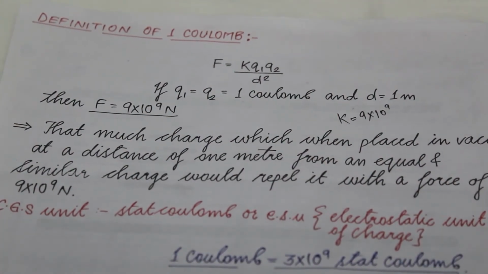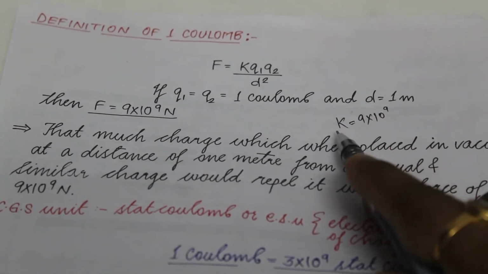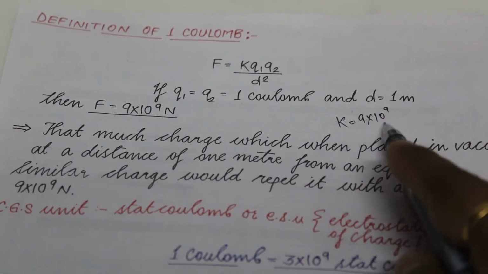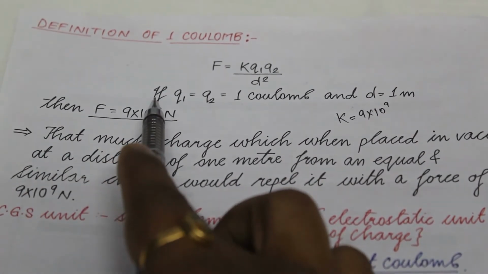Moving on, now we'll define one Coulomb. Coulomb is the SI unit of charge. Using Coulomb's law, the force acting between two static charges, or charges at rest, is given by k q1 q2 upon d square. Let us assume that both the charges have charge 1 coulomb and the distance between them is 1 meter. As we know, the value of k is 9 into 10 to the power 9. So the force will be equal to 9 into 10 to the power 9 Newton.